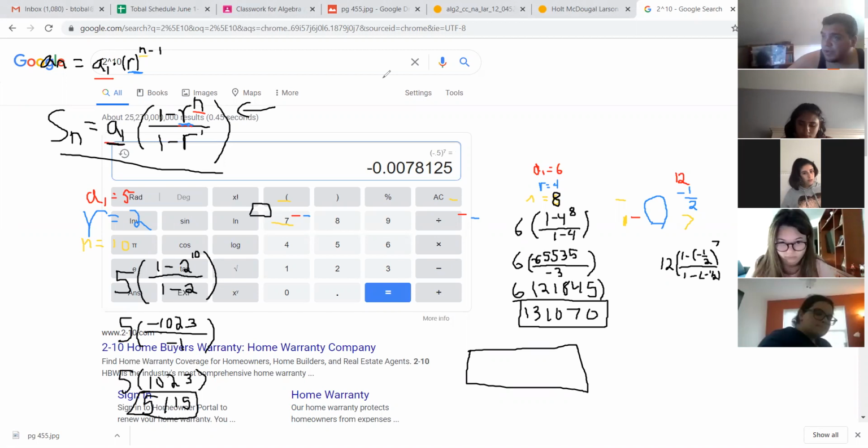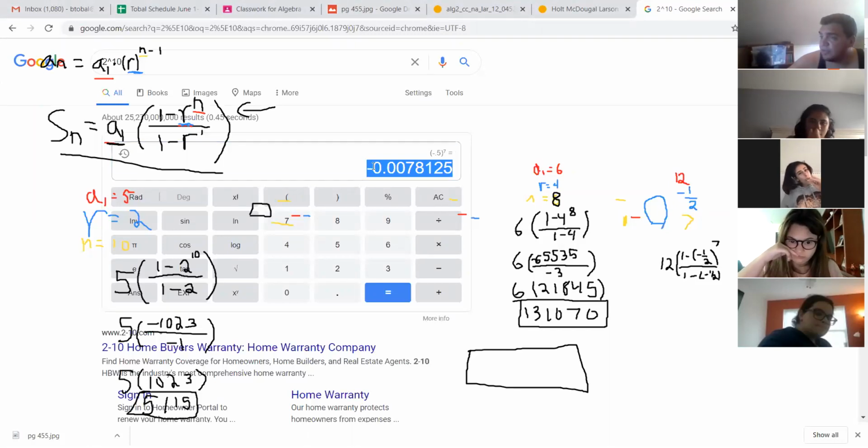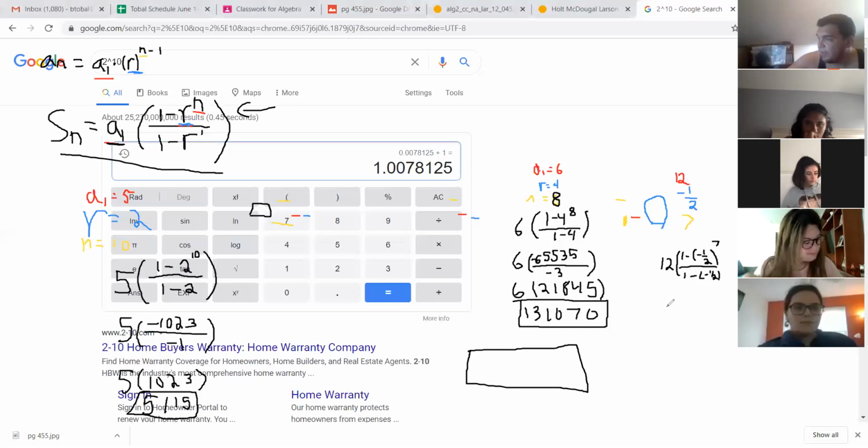But we need to subtract it out of 1, right? So what happens, it's going to be 1 minus this thing, right? 1 minus a negative, that's going to be plus. So what I'm going to do is take this, make it positive, and then I'm going to plus 1 to it. So right now, on top of my fraction, I have that.